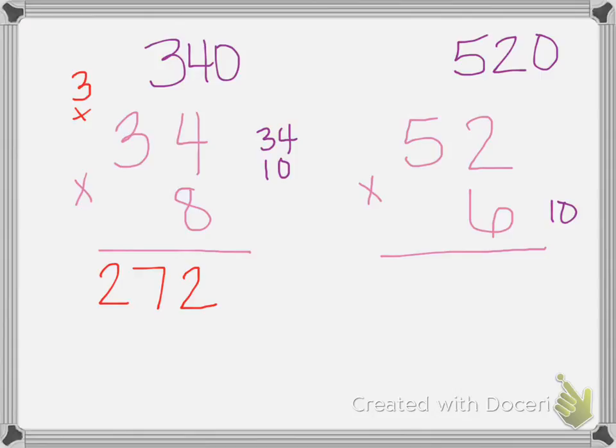For the second one, again, I start with my 1. 6 times 2 is 12. Put my 2 down, carry my 1. 6 times 5 is 30, plus 1 is 31. So my answer is 312.